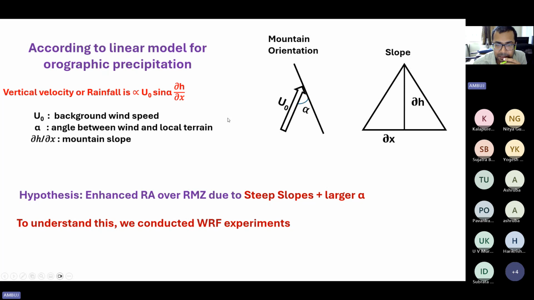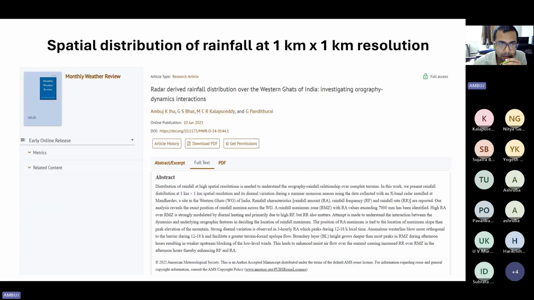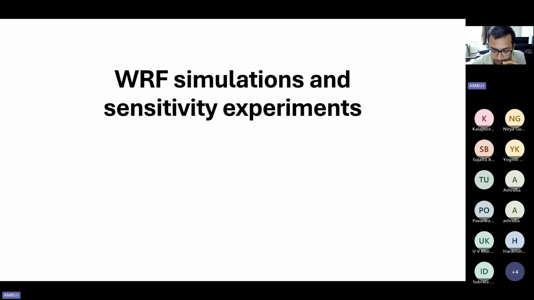So for the RMZ and other heavy rainfall locations, we formed a hypothesis that enhanced rain amount is due to steep slopes plus larger alpha. To understand this in detail, we conducted WRF experiments. The paper on this hypothesis and the spatial distribution of radar-based rainfall at 1 kilometer resolution is published in Monthly Weather Review recently and is available online. So I request you to kindly go through that.